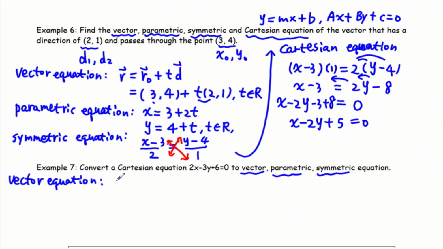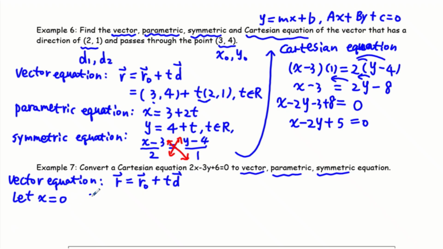In the vector equation, we know we need 1 point and also we need 1 direction vector. So we are going to just randomly pick a point. Let x equals 0. You could let x equal any other number, but we want to make it as simple as possible. So we pick x equals 0.